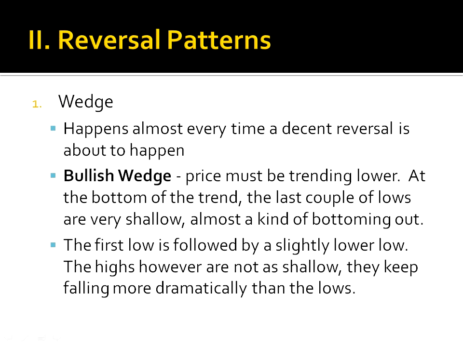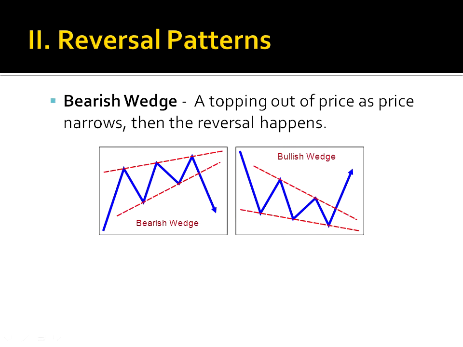Now let's take a look at a couple of reversal patterns. First, we'll take a look at the wedge. This happens almost every time a decent reversal is about to happen. The bullish wedge, price must be trending lower, as in a downtrend. And at the bottom of the trend, the last couple of lows are very shallow. So shallow, they're almost like they're bottoming out. The first low is followed by a slightly lower low. The highs, however, are not as shallow, and they keep moving down quite aggressively.